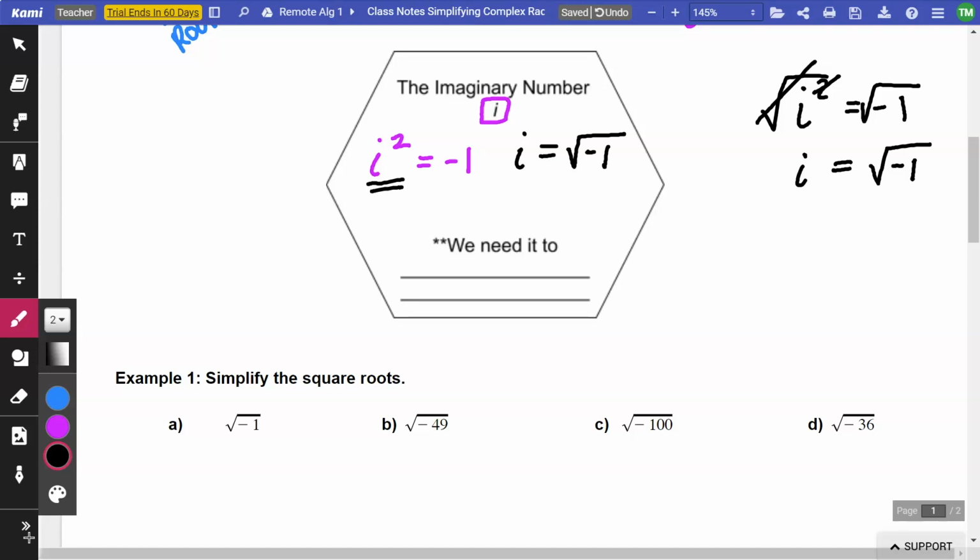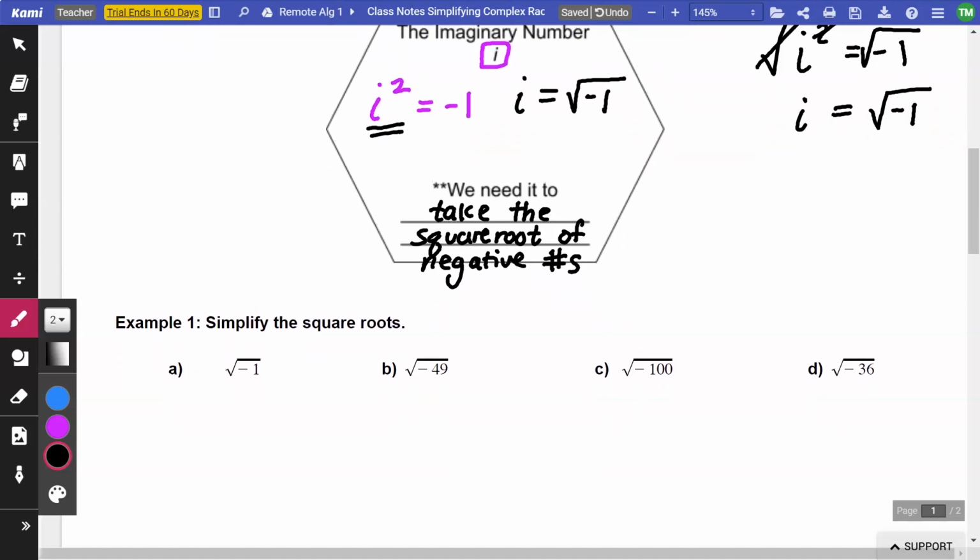So the reason why we need the imaginary number i is so that we can take the square root of negative numbers. So far in algebra, whenever we've come across the square root of a negative, we've just said, that's not a real number, and we pass it on by. After today, you actually need to be able to deal with the square root of a negative. So we're going to use this rule that we just learned that i squared is equal to -1.